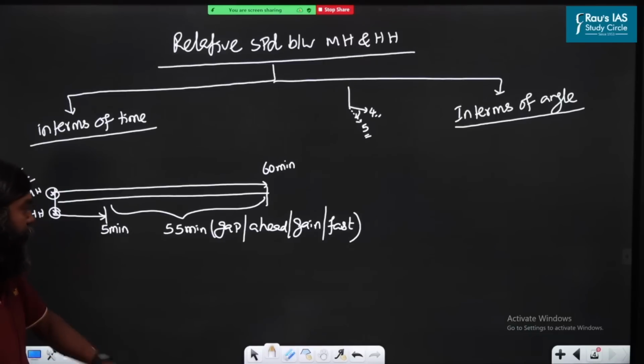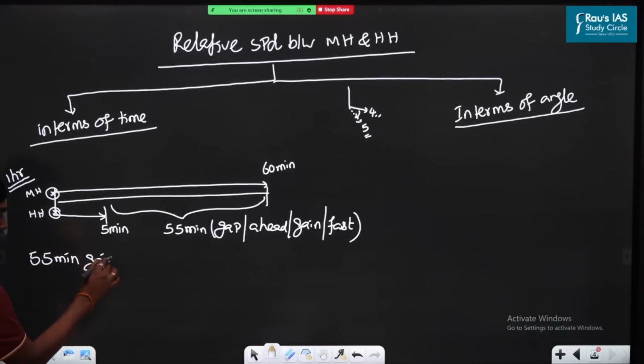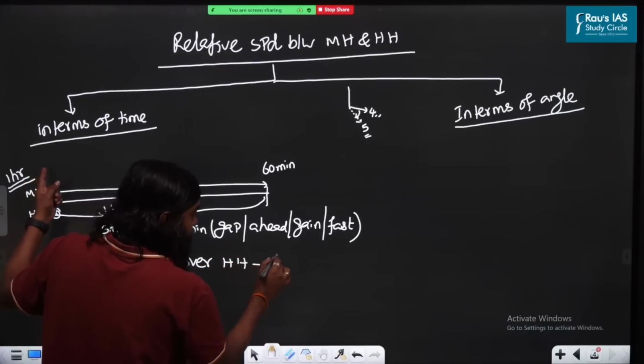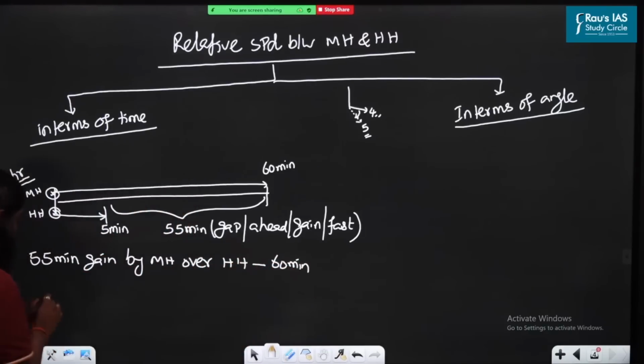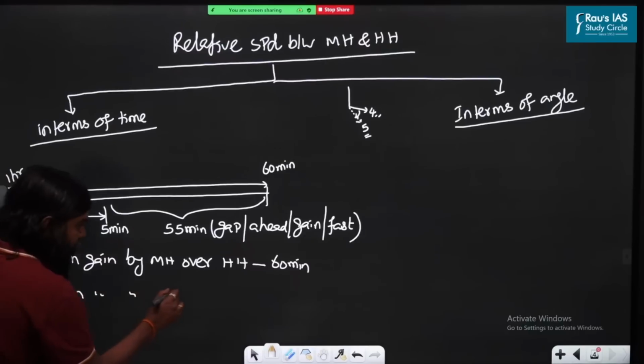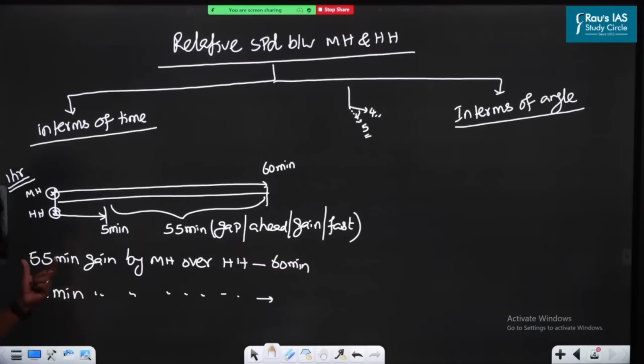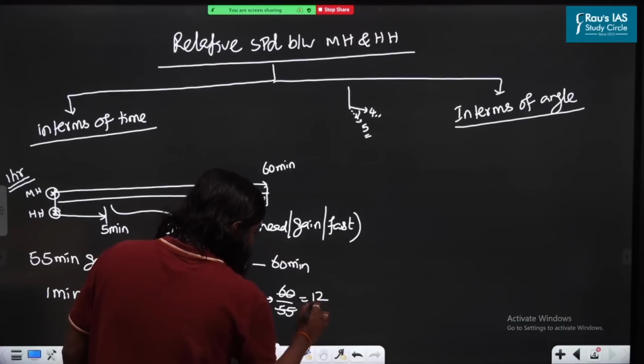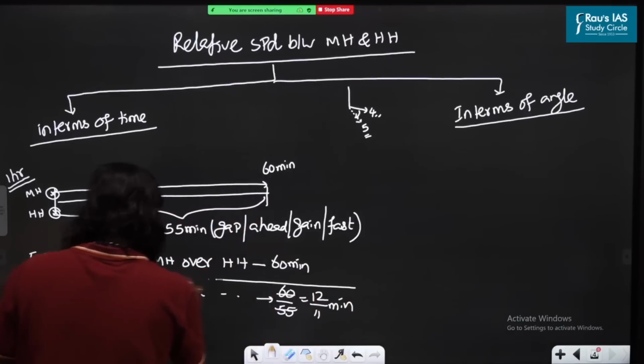To create this 55-minute gap, both hands have to run for 1 hour. When is the gap 55 minutes? After 1 hour. That means to create a 55-minute gap, gap means gain, by whom? Over how much time? 1 hour means how many minutes? To create a 1-minute gap between the minute hand and the hour hand, this 55 is multiplied, it comes here divided. So 60 upon 55 cancelled. What will you get? 12 by 11 minutes. Are you understood?